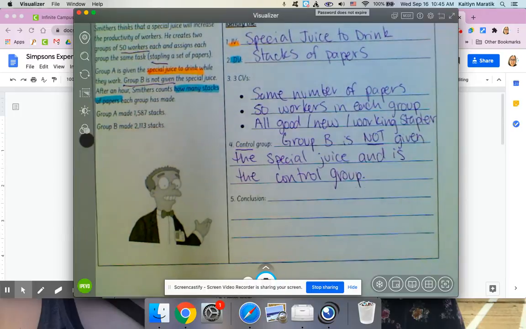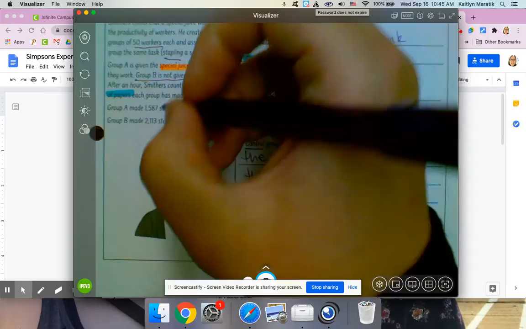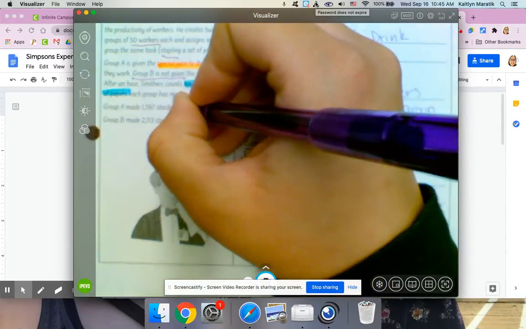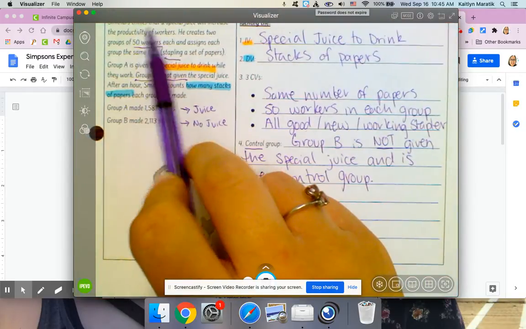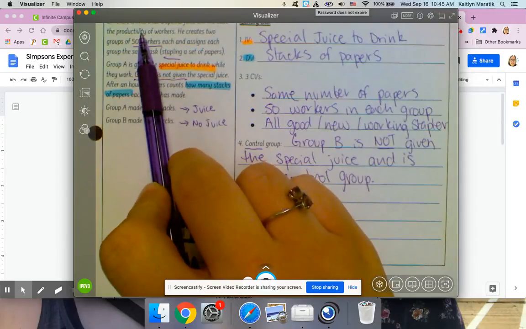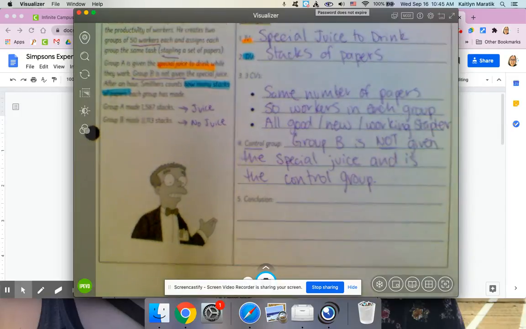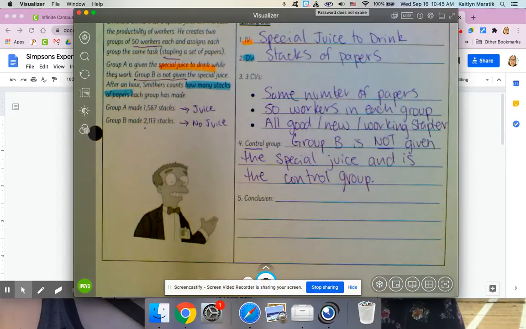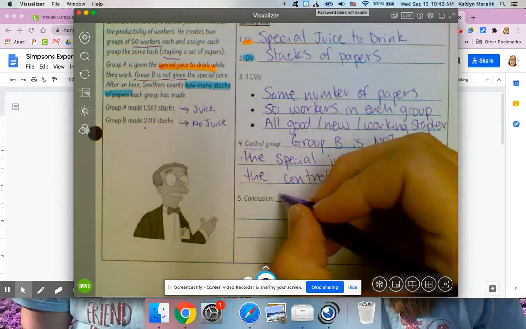So then our conclusion, well, did the juice work? So group B, no juice. Group A, juice. He wanted to see if the special juice will increase the productivity. Group A got the juice, Group B did not get the juice. Group B clearly made more stacks of paper than Group A. So, was his special juice good? No. If anything, it made them worse.